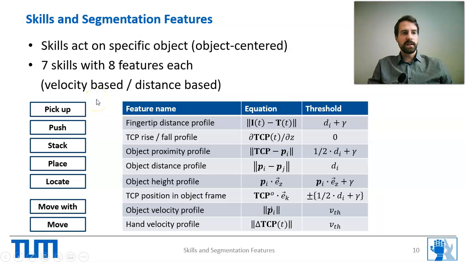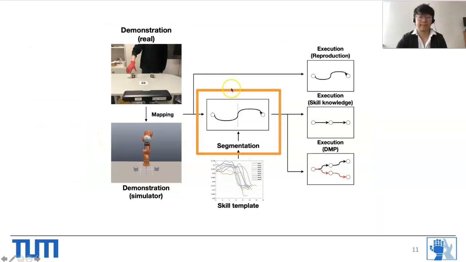We proposed a set of skills you see on the left and a set of features you see on the right, which is based on velocity and distance features between objects and the demonstrator's hand. Now we come to the segmentation part.